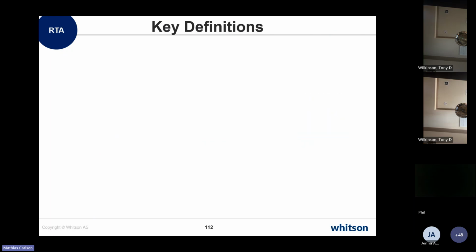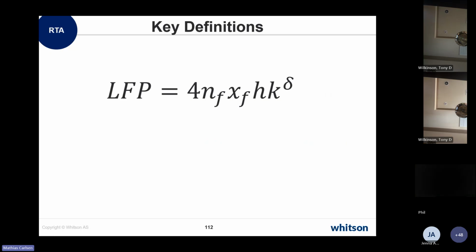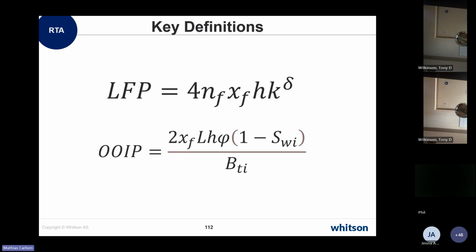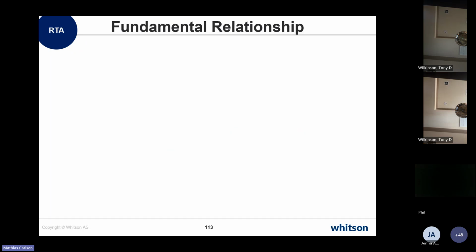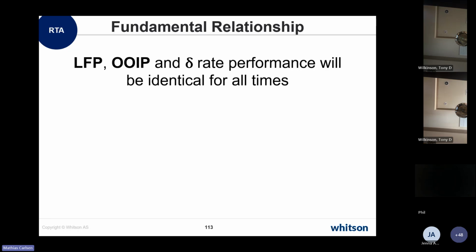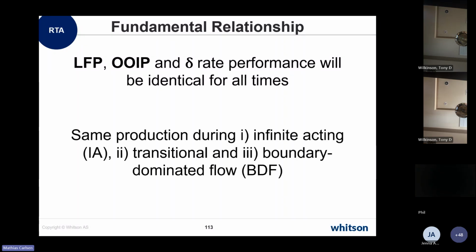At least the theory right here, where, in that world, LFP is defined as basically k to the delta. The pore volume is still defined as the same thing. And these fundamental relationships that we talked about in numerical RTA, where you have A root k, contact to pore volume, and delta, those will be identical. If these are identical for a well, then the rate performance will be identical for all times, which means that you'll have the same production during infinite acting, transitional flow, and boundary dominated flow. So that's the fundamental relationships.